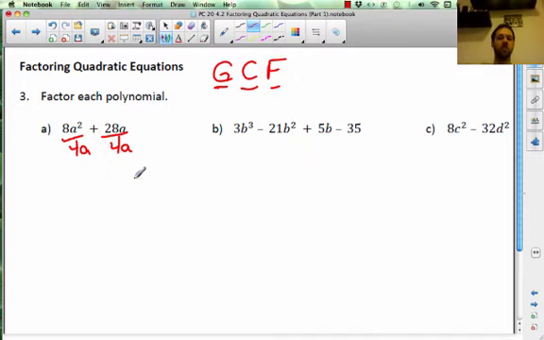Now, this isn't an equation, so we can't get rid of any factors. They can't disappear because there's no other side to put them to or anything of that nature. So they have to remain present. We just move them to the outside. 8 divided by 4 leaves us with 2. A squared divided by A leaves us with A. 28 divided by 4 leaves us with 7. And A divided by A leaves us with 1, which of course doesn't change the 7. So there's your factored form.